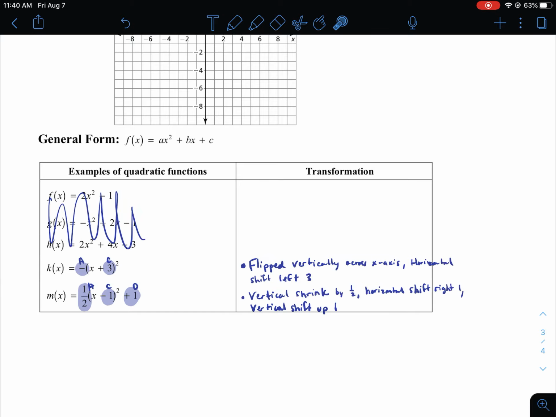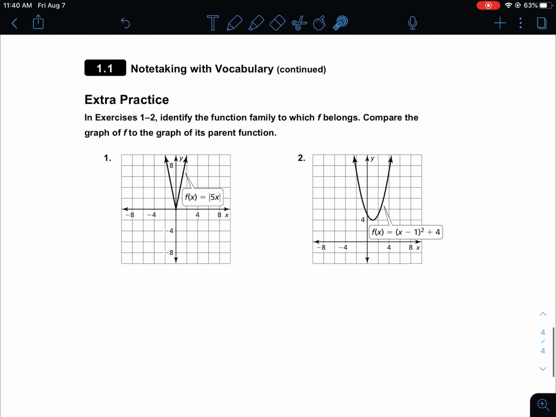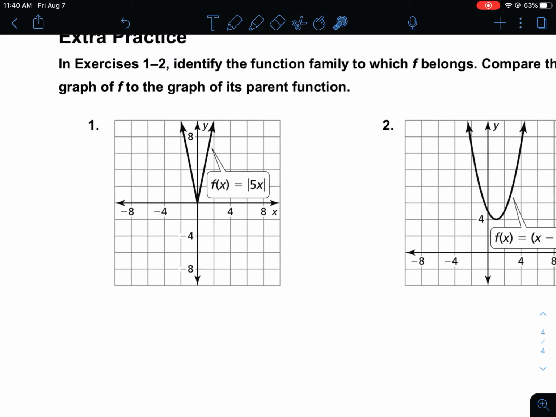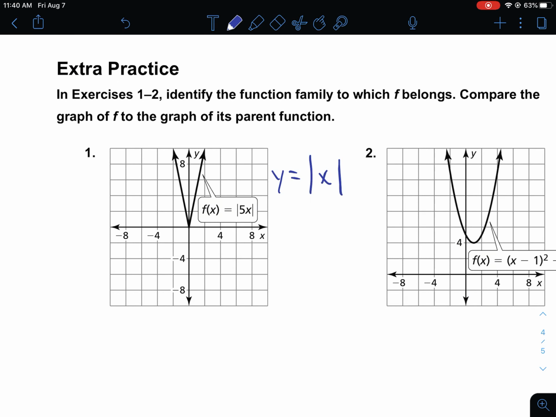So we're going to do a couple example problems now, just so you can see this. What you're going to have to do, like on a quiz or something like that, is identify the parent function and then identify what happened to it. So this is more just a visual. So obviously with the V-shape, this would be an absolute value. So the parent function would be y equals the absolute value of x. That is the parent function or function family.